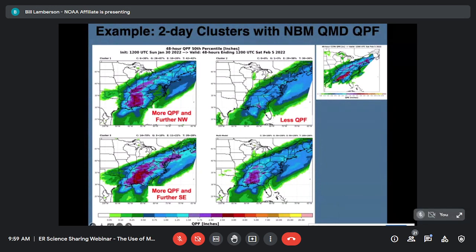Even though this was, relatively speaking, the cluster with the least number of ensemble members in it, it was still good to see the variability in the ensemble. And even though this maybe wasn't the most likely solution at the time, it was still plausible, and a forecaster should be aware of it.